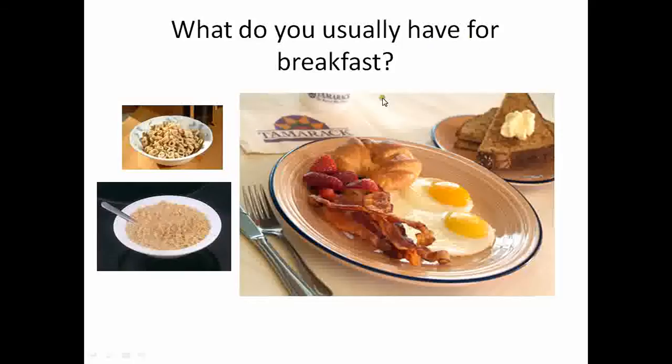Have for breakfast. Now to respond to this question, you can use the verb that is given to you. I usually have cereal for breakfast, or I usually have oatmeal. This can be oatmeal or porridge. You can say she usually has eggs, bacon, a croissant, strawberries for breakfast, toast for breakfast. Okay?